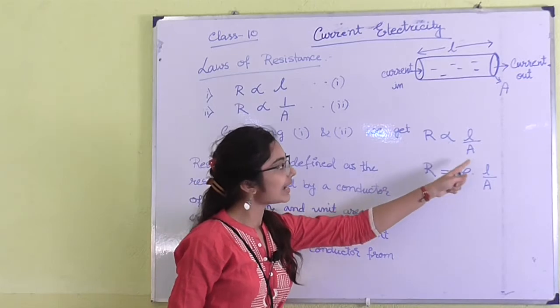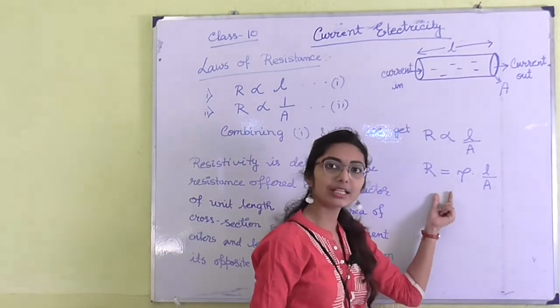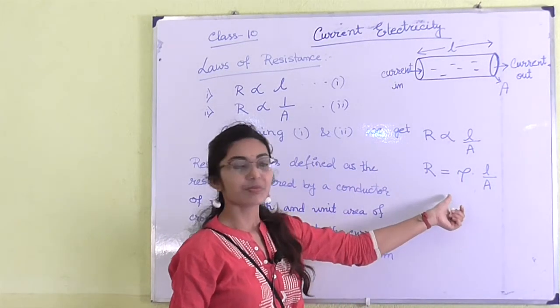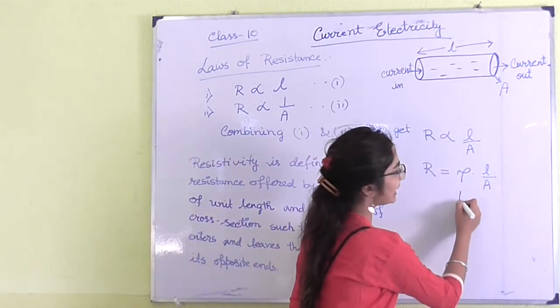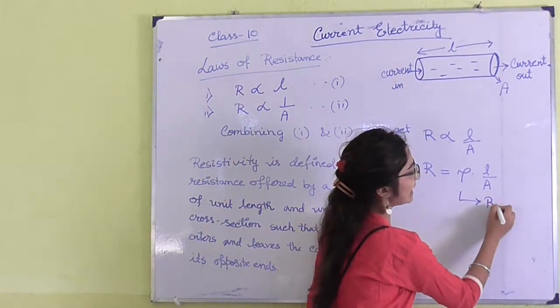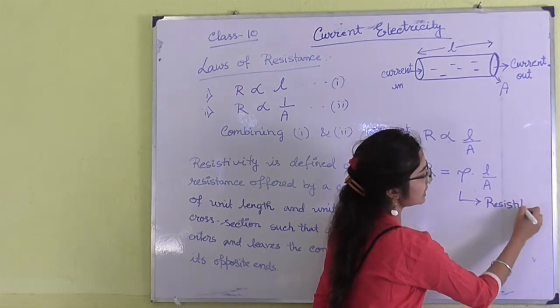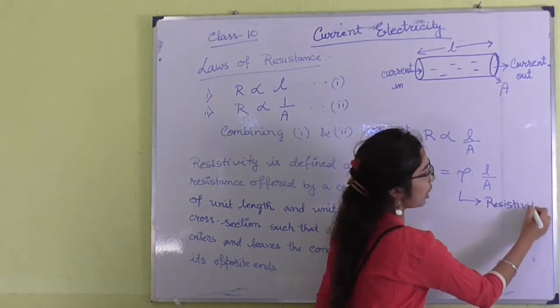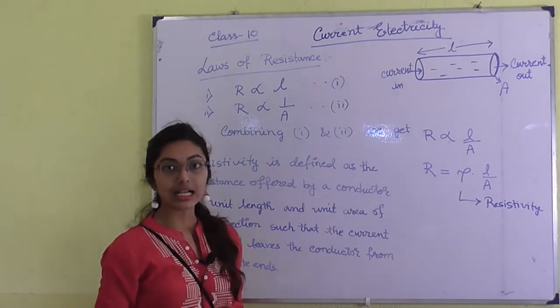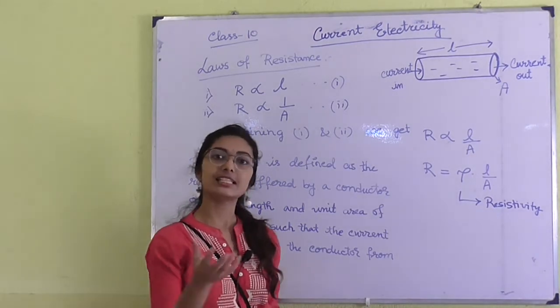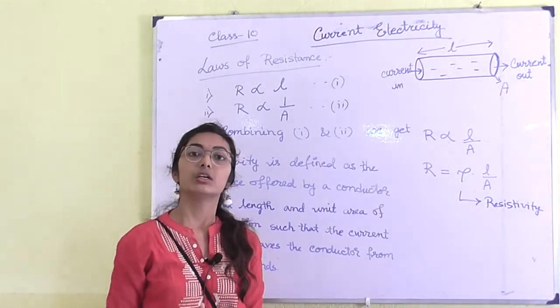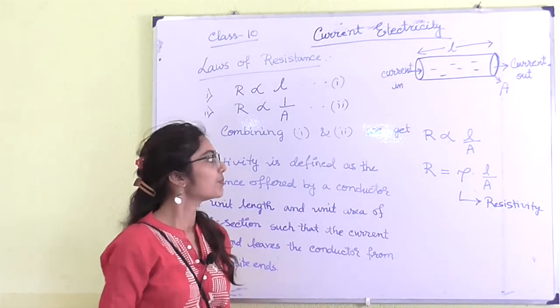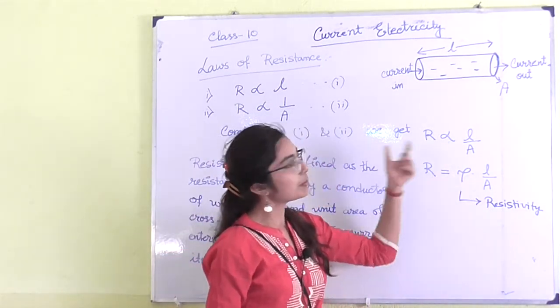To remove this proportionality sign, we have to take a constant, that is rho. R is equal to rho into L by A. This rho is known as resistivity of the particular conductor. Suppose the conductor is made up of silver, gold or aluminium. So resistivity depends on the material.